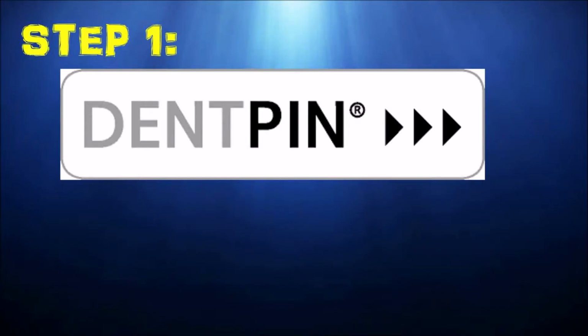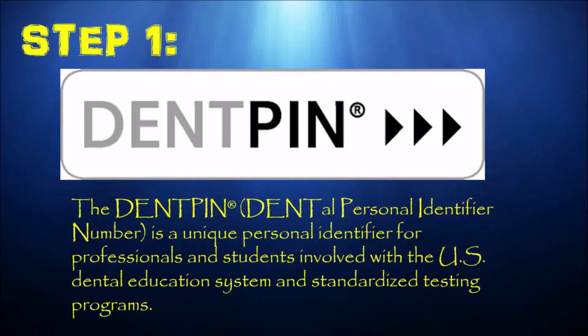So what are the steps? The first step is the Dent Pin. The Dent Pin is a dental personal identifier number. Basically, it's a unique pin that they give you, and you use that same pin throughout your whole dentistry in the US. It is used to register for exams, to ask for results, to order extra copies, and to get your license, etc. Also, the Dent Pin is a free registration, and we have another video covering how to register for your Dent Pin.